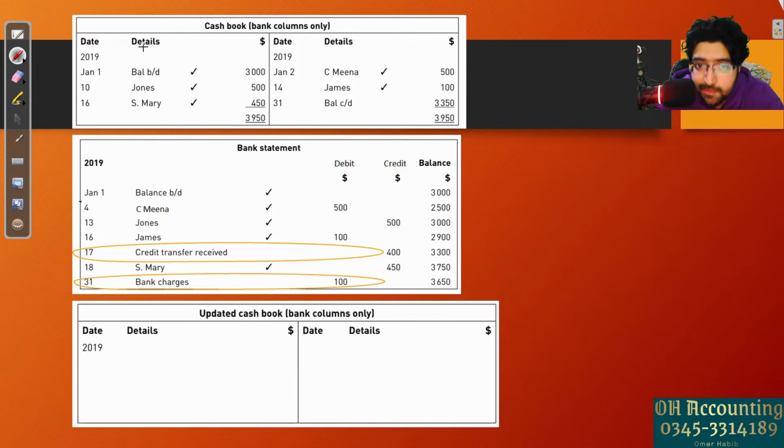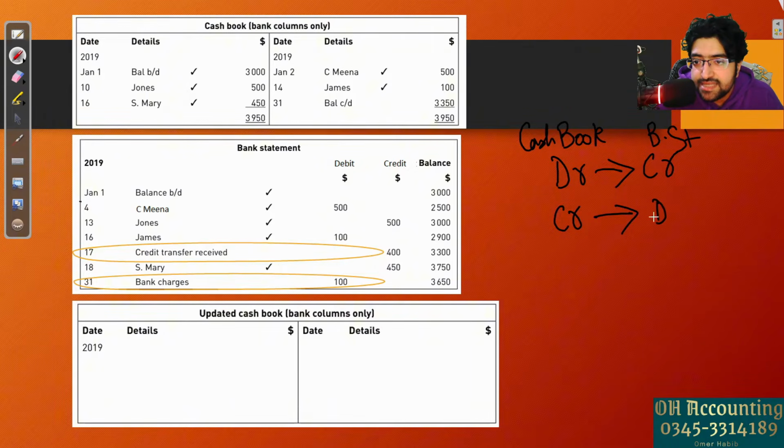You will always compare the cash book with the bank statement. Both of these will be given in the question. You have to compare these. Now let's start comparing. I've told you, you will compare the debit side with the credit side. Cash book debit side should be compared with the credit side of the bank statement, and the credit side should be compared with the debit side of the bank statement. This is the rule you have to use when comparing these two.